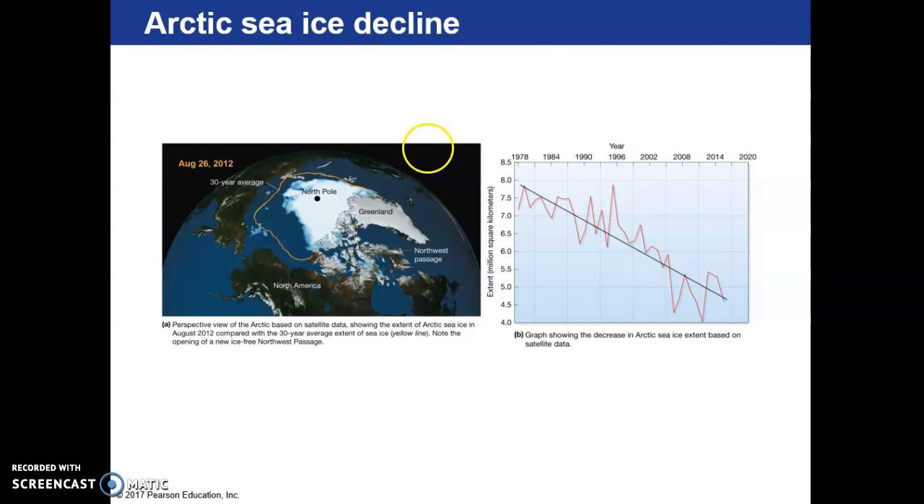So again, we look at overall trends, not individual peaks and valleys. Our climate experiences natural variations, and some years are different than others. But what you see beyond those natural variations year to year in sea ice is this overall declining trend that matches the overall increase in temperature that we're seeing.